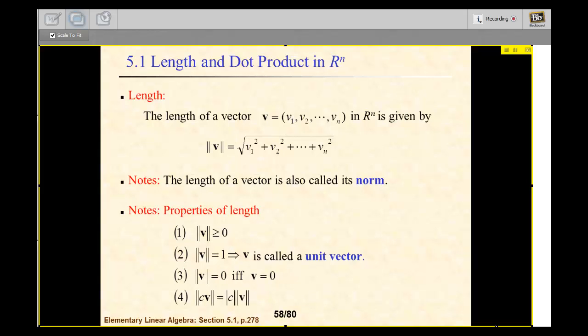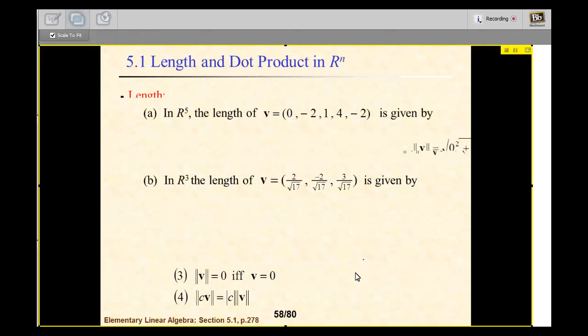So the properties of length: the length is always positive, it can never be negative. The second property is, if the length is equal to 1, it means v is called a unit vector. The length is equal to 0 if and only if v is equal to 0. And the next one is norm of c times v is equal to c times the norm of v.